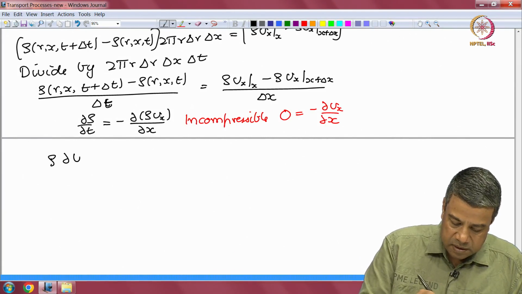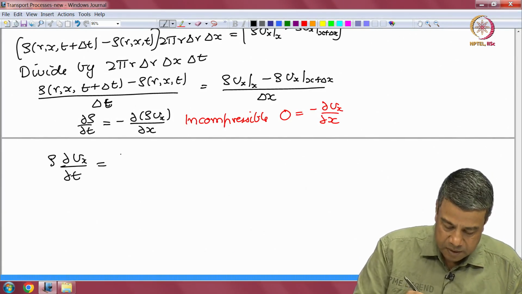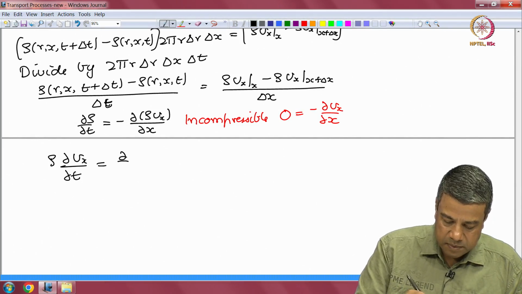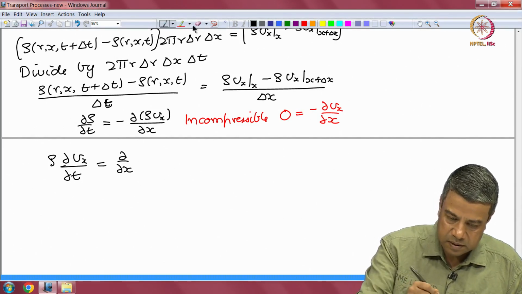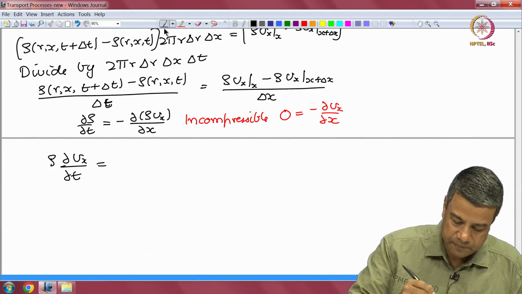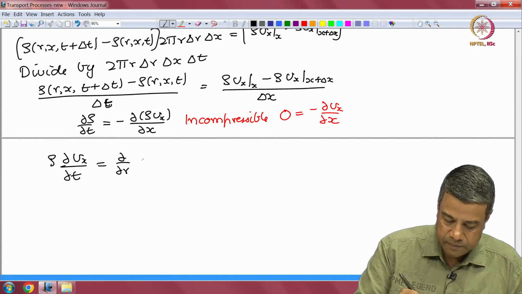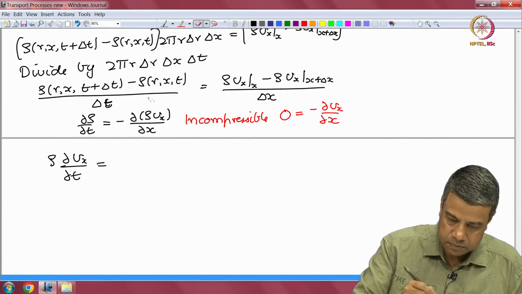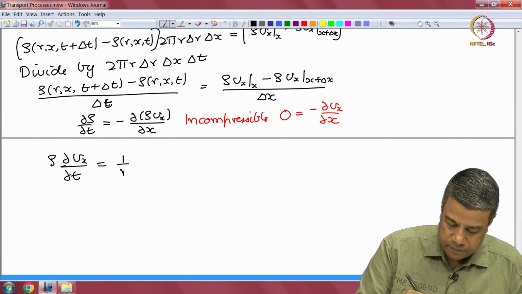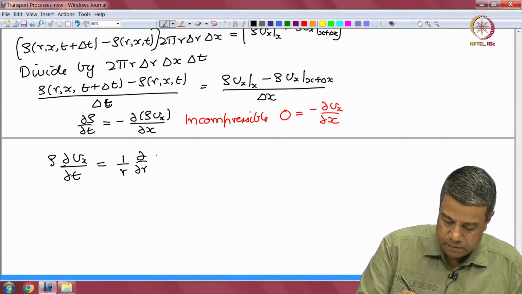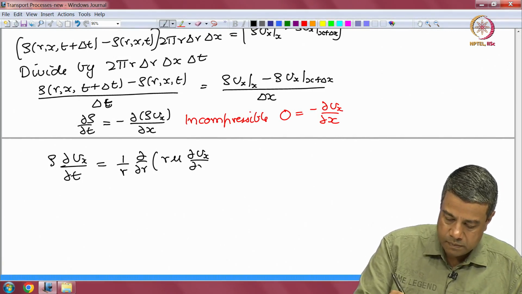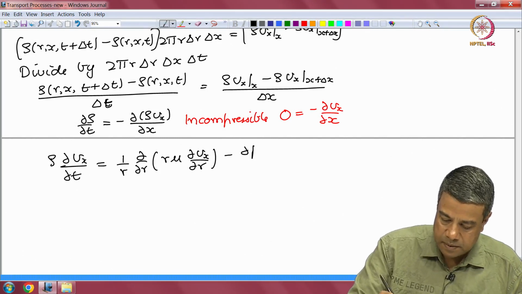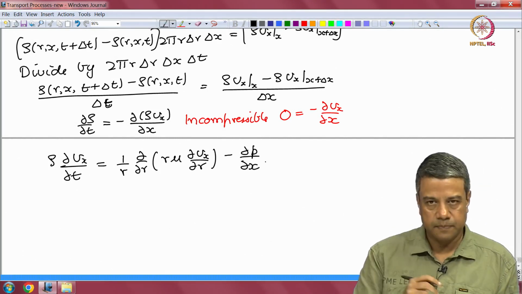rho partial Vx by partial t is equal to partial by partial x, partial by partial of, minus partial p by partial x.